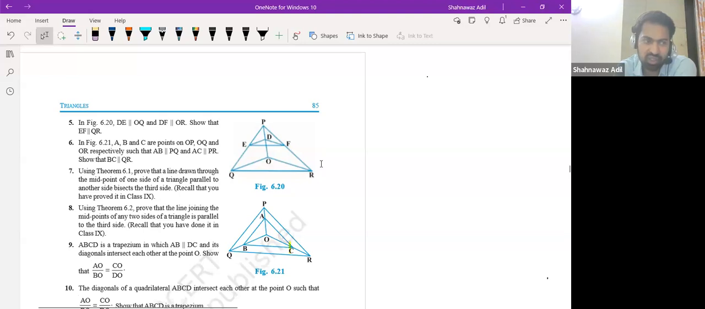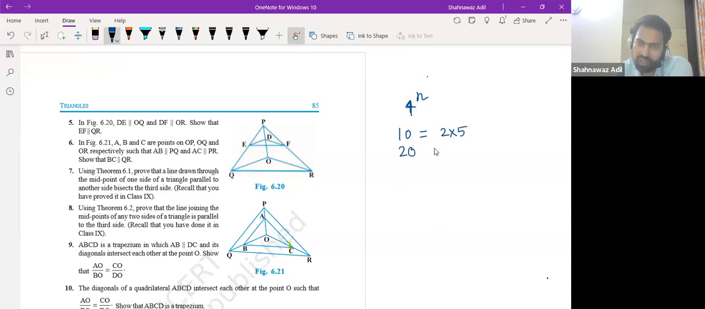What did you say? Can the number 4^n, n being a natural number, end with the digit 0? Give reason. With the zero, right? So you see that the first number that ends with zero is what? 10, right? This is the multiple of 2 and 5. The second number which ends with 0 is 20. So this again is 2 into 2 into 5.